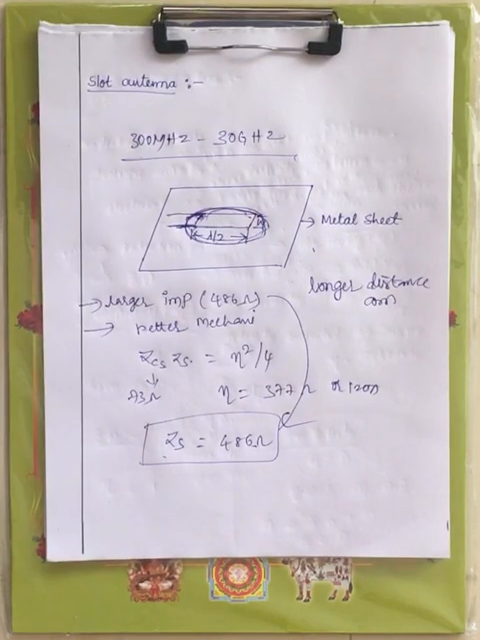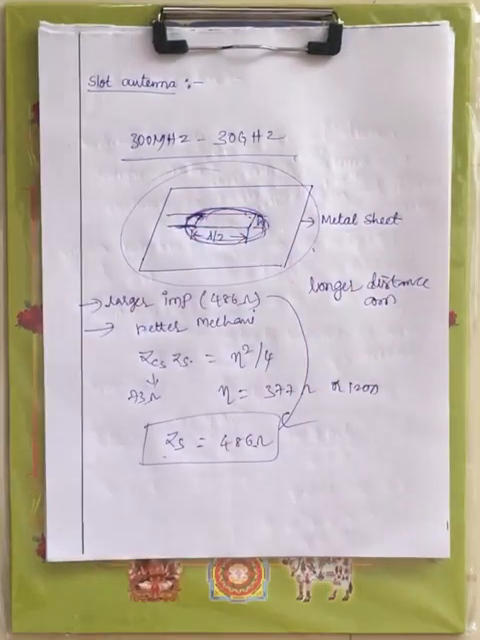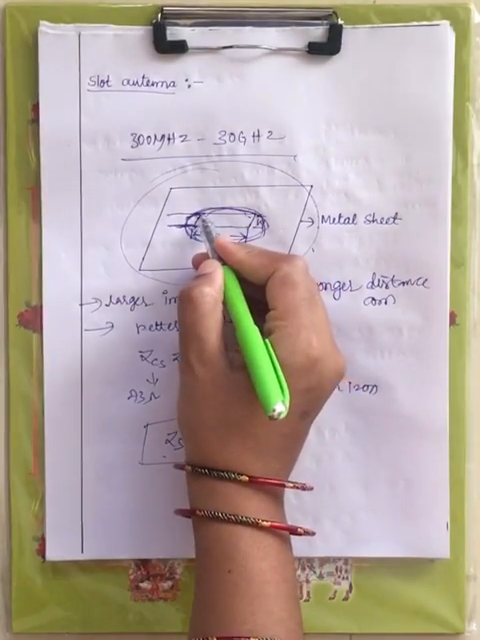Now this is about the slot antenna. This is the structure of the slot antenna. This is the metal sheet. You are making the rectangular slot either horizontally or vertically on the metallic sheet or conductor sheet, and this supports longer distance communication.